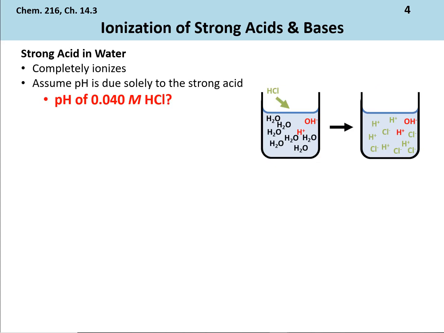All right, so let's look at this in detail. Let's look at the calculations. All right, so let's say we want to know the pH of 0.04 molar HCl.